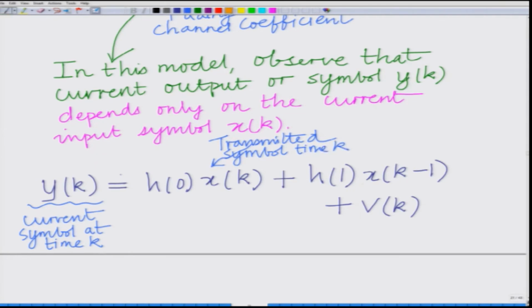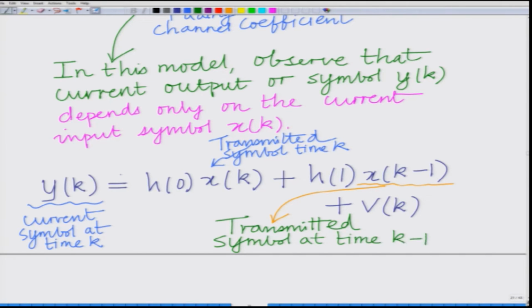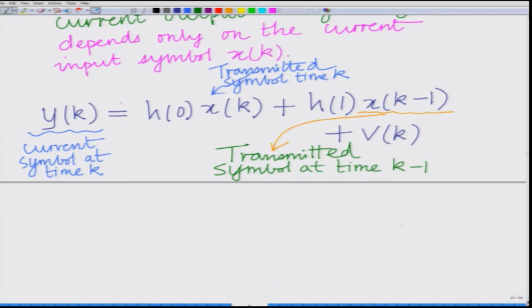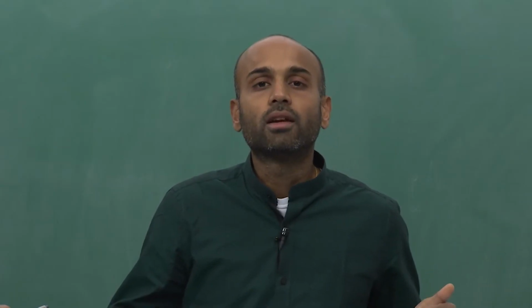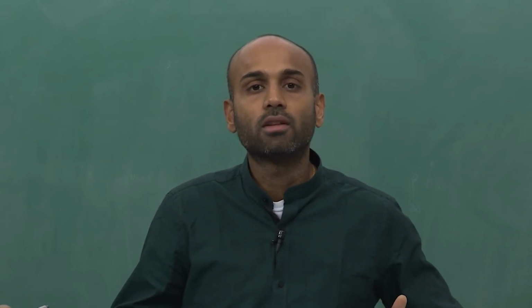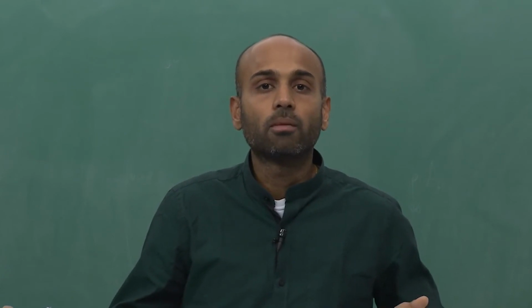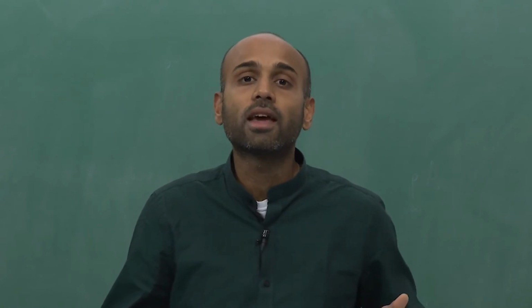That aspect is fine. However, we also have something very interesting. We have also xk minus 1, that is the transmitted symbol or the input symbol at time k minus 1. This is the transmitted symbol at time instant k minus 1. So what we are observing is that unlike previously where the received output symbol yk depends only on the transmitted symbol xk at time instant k, what we have in this scenario is that the output symbol yk depends not only on xk, but it also depends on the previous symbol, that is xk minus 1.